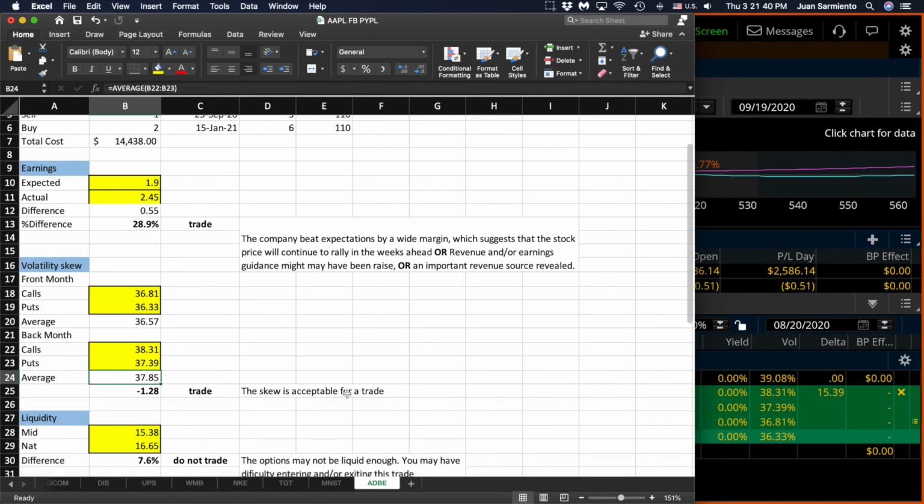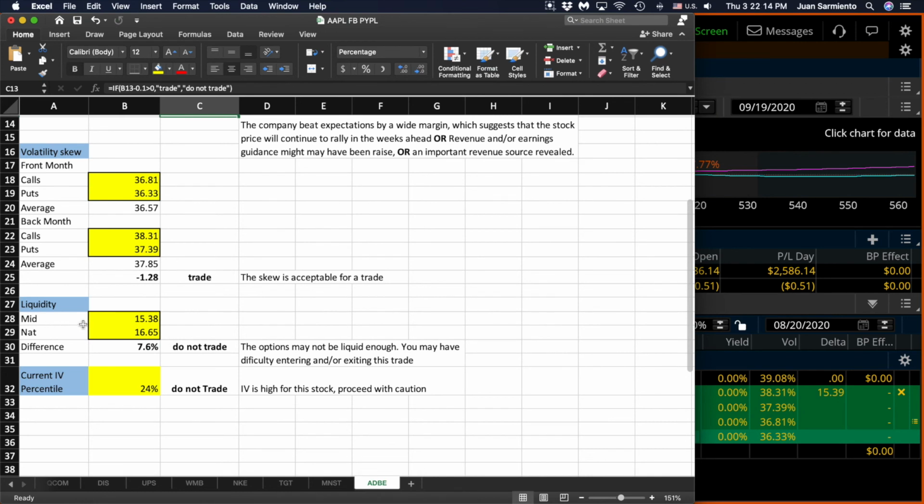And that is acceptable. The skew usually turns out to be negative. If it is positive, great, don't even consider it. If it's minus 3%, that's my cutoff point. So here it says, okay, you can trade this. It tells me here that the difference, the earnings is great, so it says trade. I already set in the spreadsheet when to say trade or do not trade based on what the percent is. I might override this based on other pieces of information.